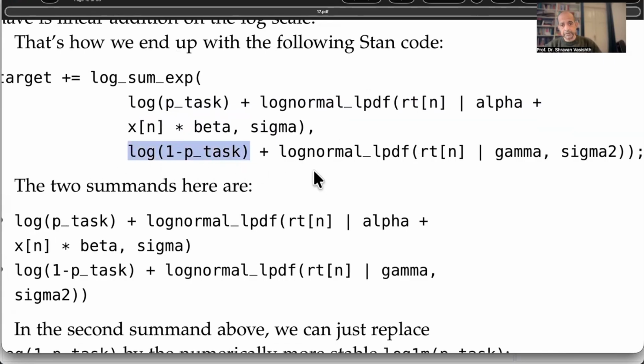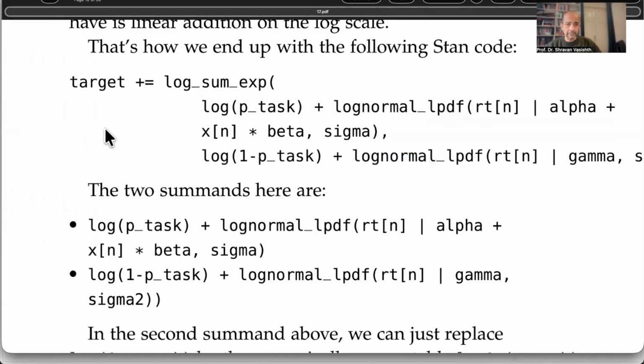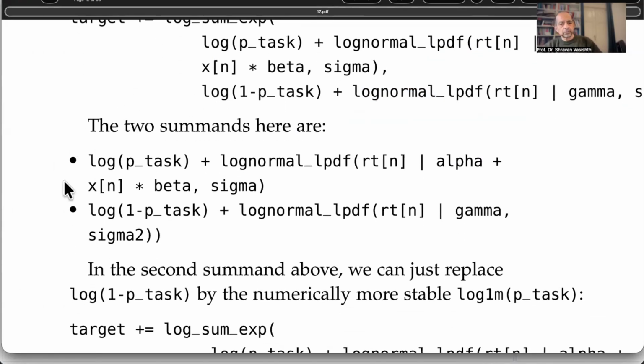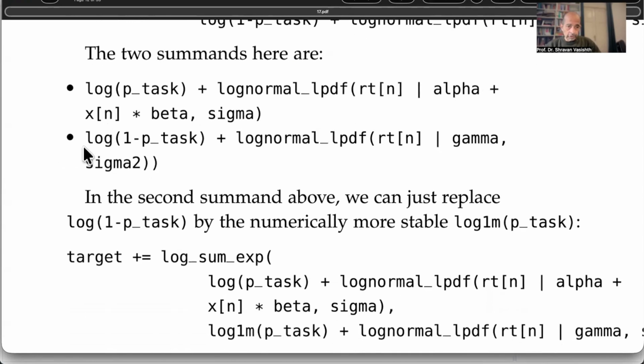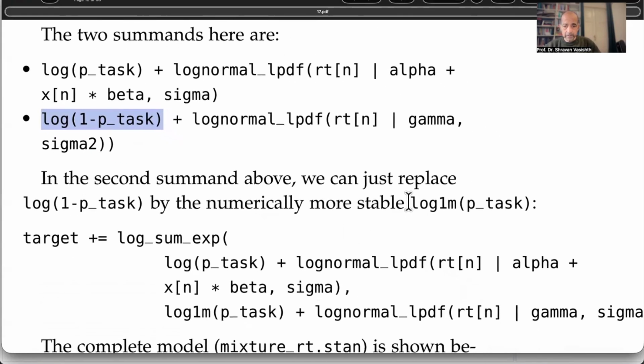So log 1 minus p task and the log of the log normal density with the fast guess part of the model here. So that's how this log sum exp thing comes about. I wrote down for your convenience what the two summands are, but what you need to notice is that this log 1 minus p task can be made more numerically stable by using this built-in function log1m, and all you put in is the p task.